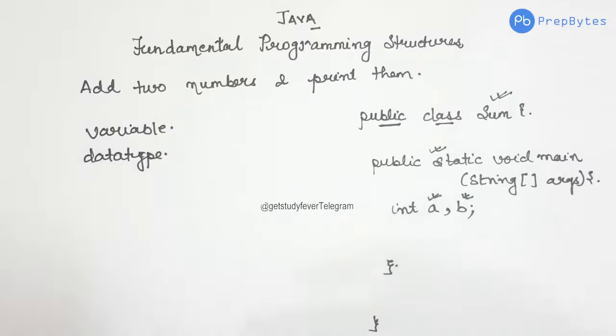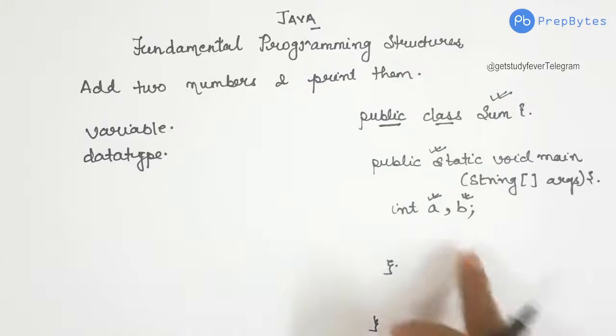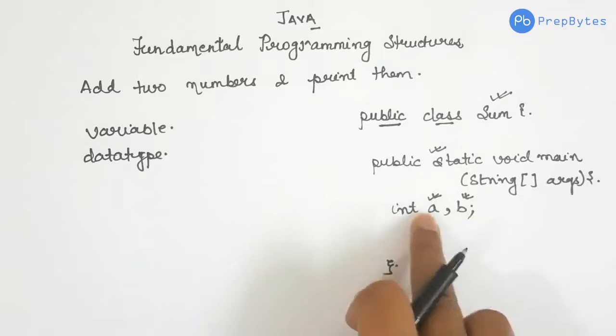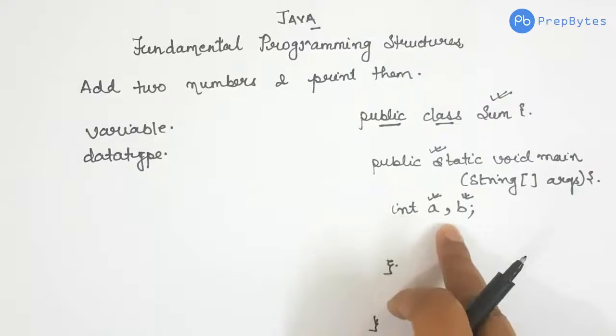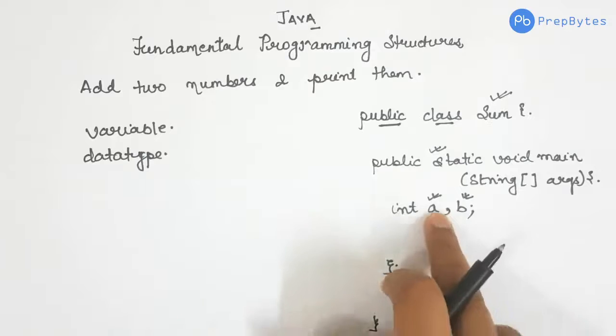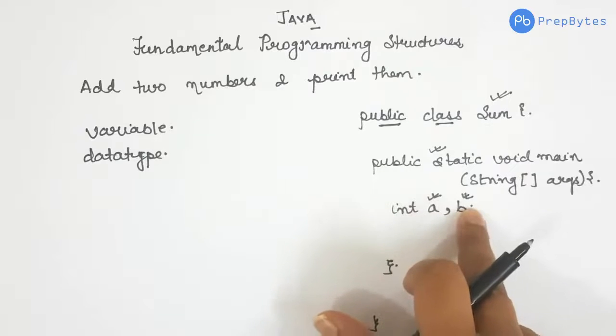Before we use any variable, we have to declare it. We have to tell the compiler that I'm going to use this variable. So this is what we are doing here. A variable is anything that stores a value. Here we want to store two numbers, so we need variables where we can store them. Now we have declared the two variables.